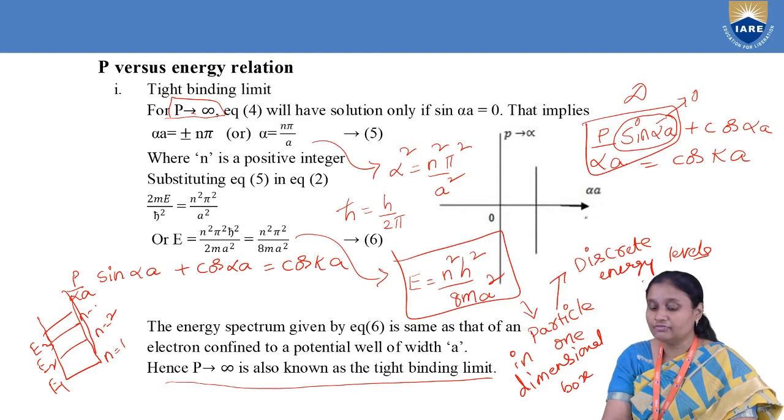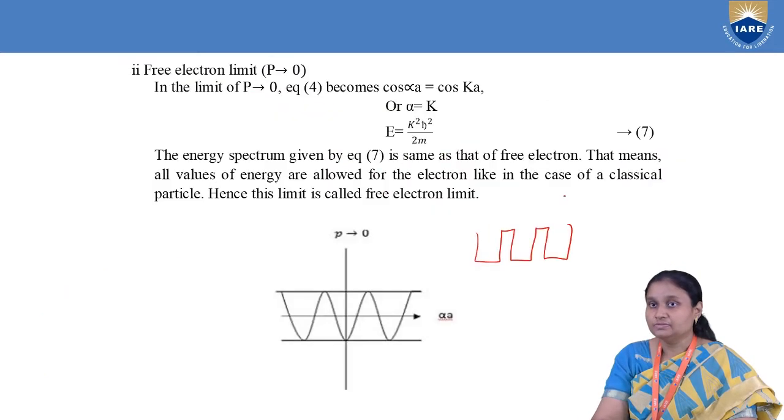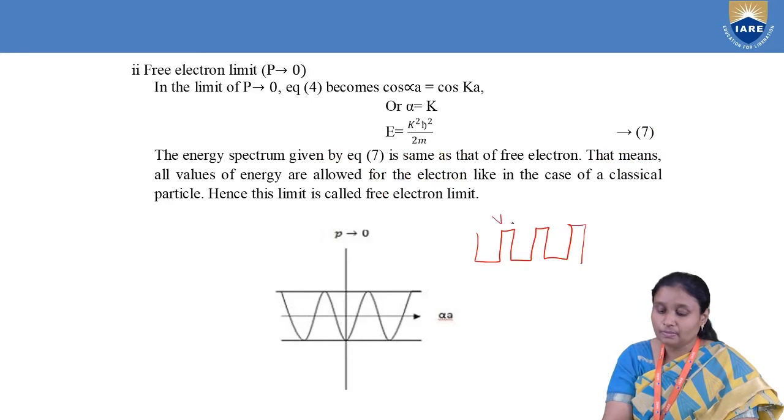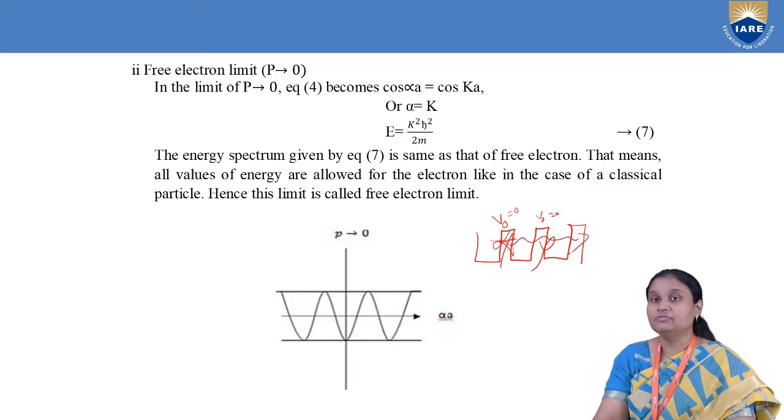Again, if I plot alpha A against the left hand side of this equation, then instead of a band spectrum, I'll have a line spectrum. Now when P tends to 0, what do we mean by P tends to 0? It means that our V0 is equal to 0. There is no barrier, so when there is no barrier, the electron can move freely anywhere.